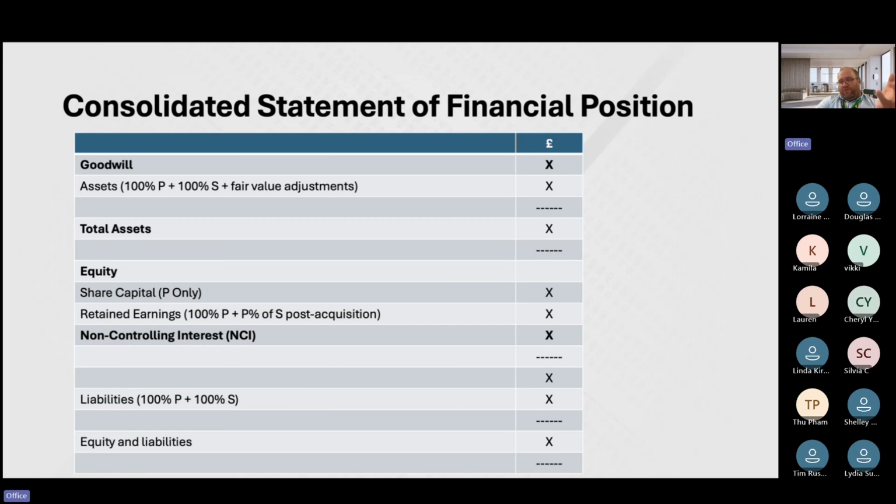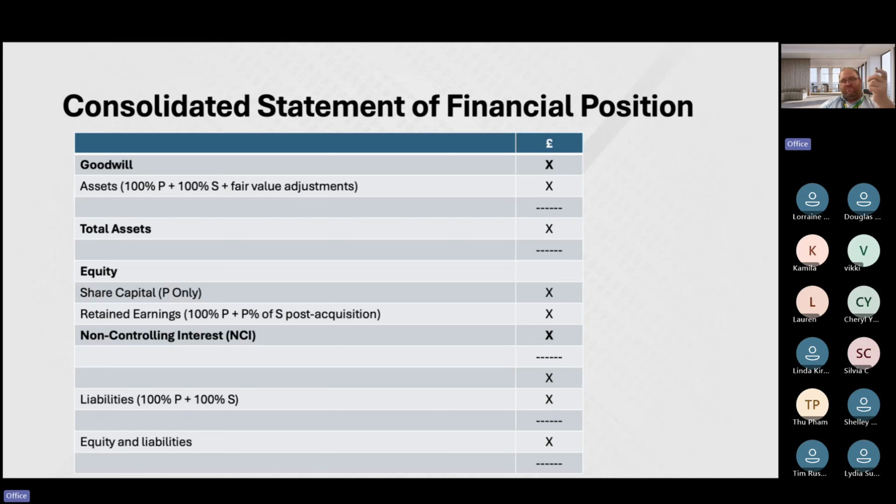So the value of all our other assets. Now, not split here into current assets and non-current assets. I've just called them assets. Now, obviously, in the real world, you would have non-current assets, current assets. But the principle's the same. You're going to take 100% of the parent's assets and 100% of the subsidiary's assets, add them together, and then make any what's known as fair value adjustments.